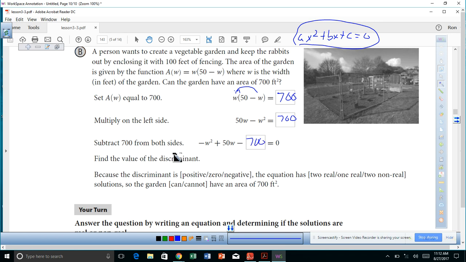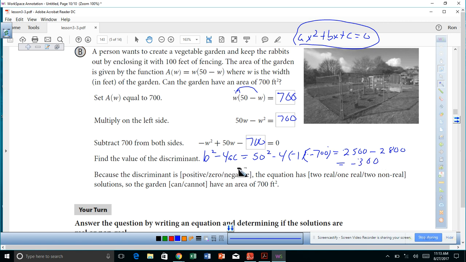Okay, so we want to find the value of the discriminant. And the discriminant is b squared minus 4ac. And b is 50, so we're going to have 50 squared minus 4 times a, which is negative 1, times c, which is negative 700. All right, 50 squared is 2,500. And then we got minus negative 4 times negative 1 is positive 4. 4 times negative 700, it will be minus 2,800. So it's going to equal negative 300.